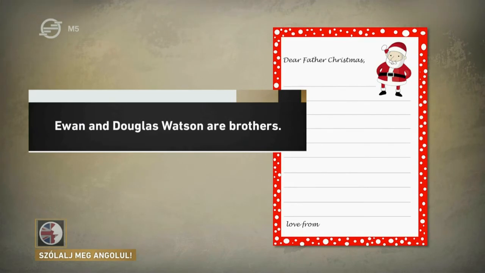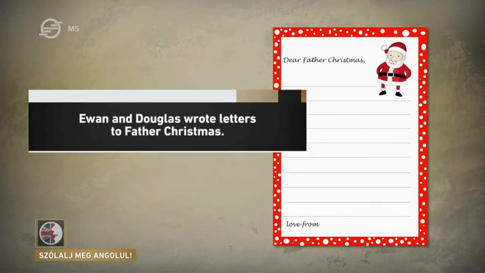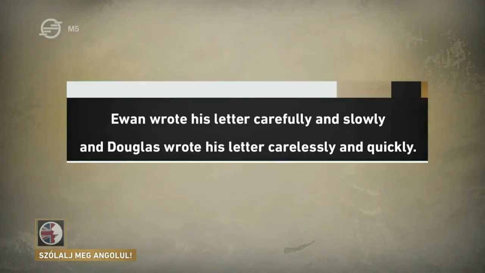Ewan and Douglas Watson are brothers. Ewan and Douglas wrote letters to Father Christmas. Now, when we look at the second sentence, there's not a lot of information, is there? But if we add a couple of adverbs, we can provide much more information with just a couple of extra words. Say, for example, we know that Ewan and Douglas Watson wrote letters to Father Christmas, but Ewan wrote his letter carefully and slowly, and Douglas wrote his letter carelessly and quickly. Then automatically we have a better idea of the two letters.